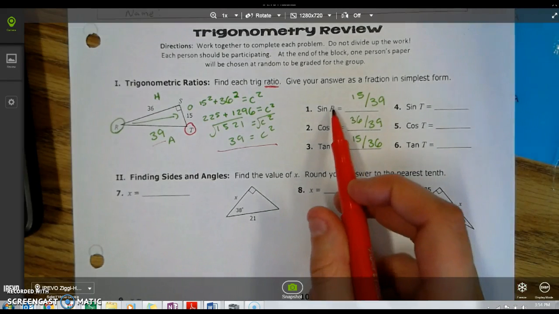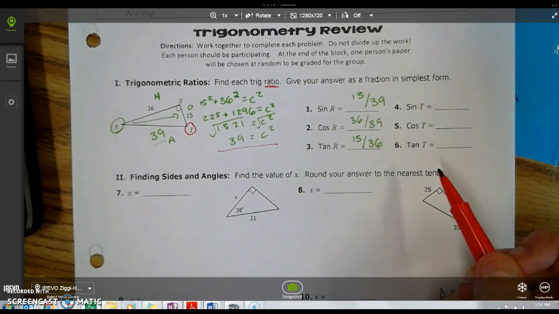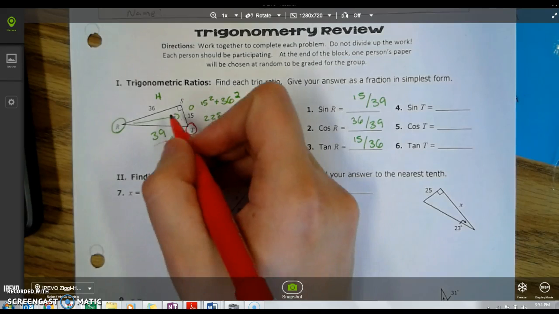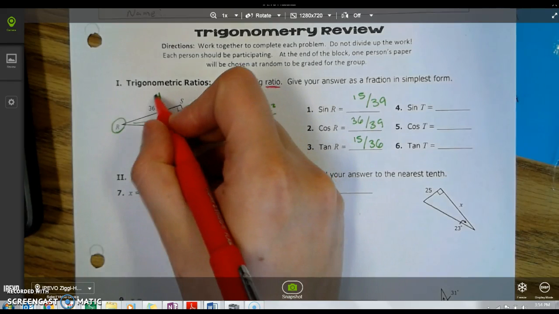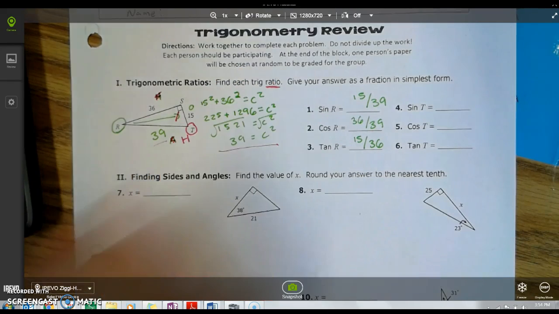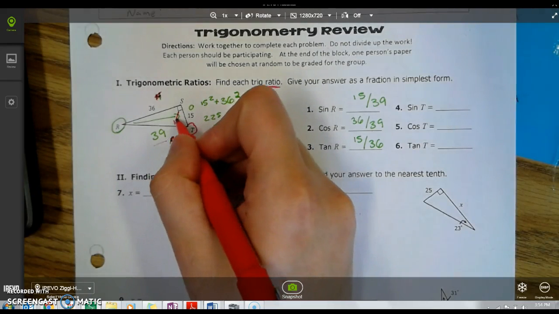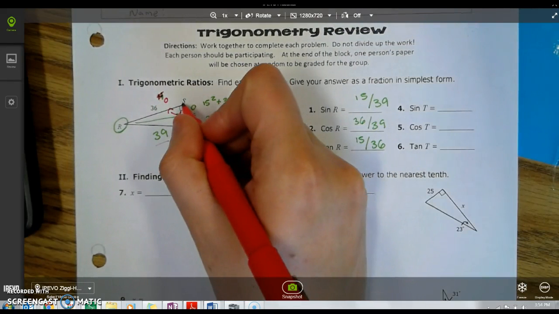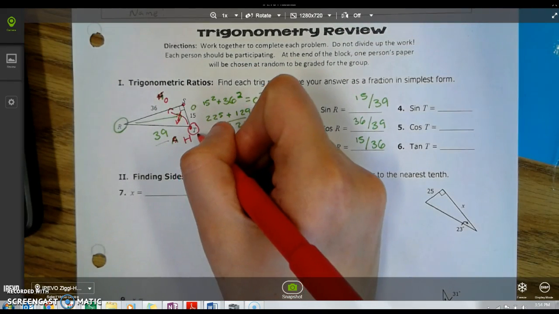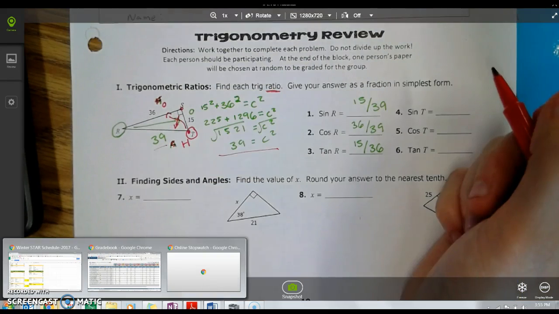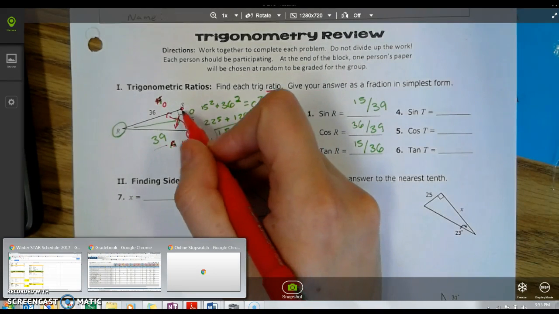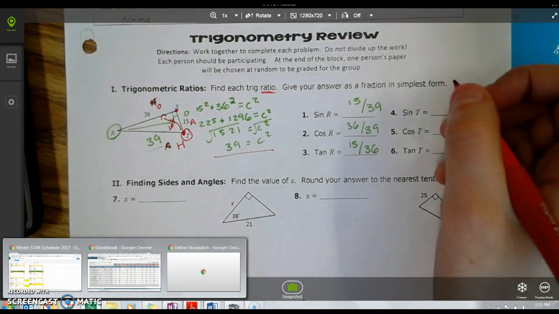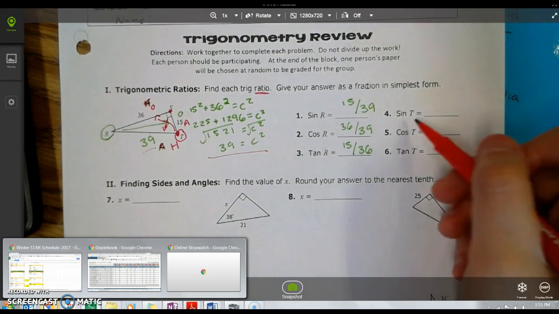So I did it for R on all of them since we did that in class, and now we're going to do it for T on all of them. So if I come over here to T, this is still the hypotenuse. This is across from that, making it opposite. This is in between the angle T and the right angle. And then over here in between these is the adjacent. So I can come over here and do that for all of these.